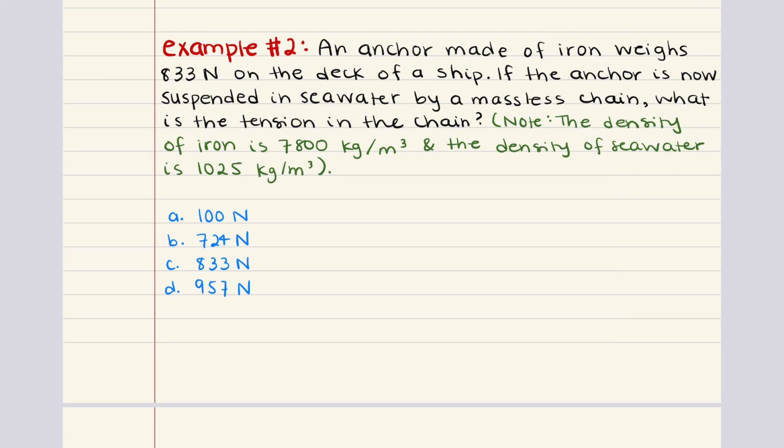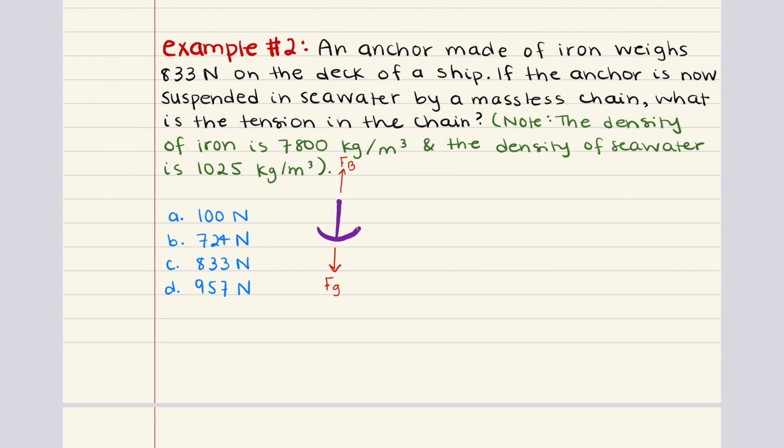Problem 2 says, an anchor made of iron weighs 833 newtons on the deck of a ship. If the anchor is now suspended in seawater by a massless chain, what is the tension in the chain? Note that the density of iron is 7,800 kilograms per cubic meter, and the density of seawater is 1,025 kilograms per cubic meter.